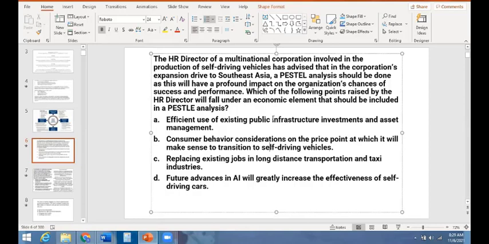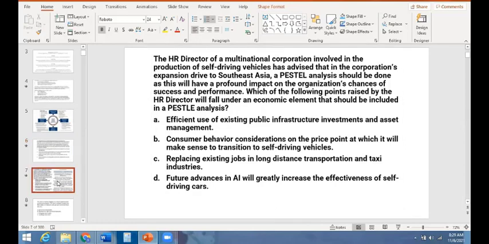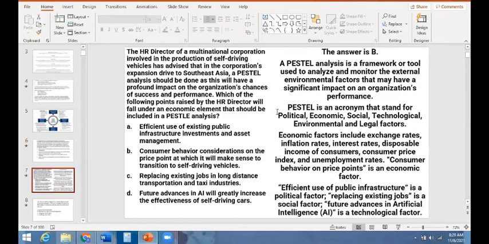Now, this talks about public infrastructure, so that's more political in that area. Then replacing existing jobs, and future advances in AI, this is technological. So let's look at the answer. Here it says that a PESTLE analysis, this is also a type of environmental scanning. It's a tool for environmental scanning. It's used to analyze and monitor the external environmental factors.